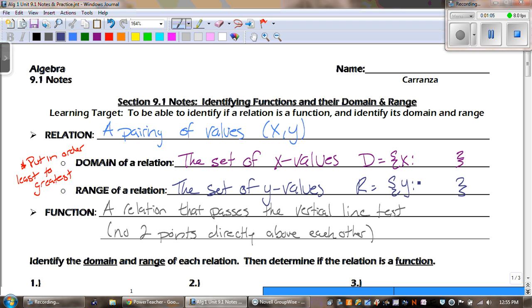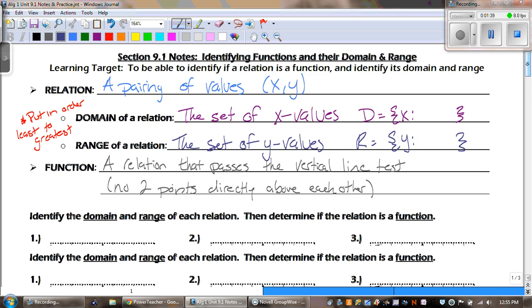So the domain and range, when we write those, we put them in order from least to greatest. And then the last one, a function is a relation that passes the vertical line test. That means when you draw a line on your graph, you make sure that no 2 points are directly above each other. Okay? If you need more time writing those definitions down, please pause the video. Otherwise, we're going to get started.